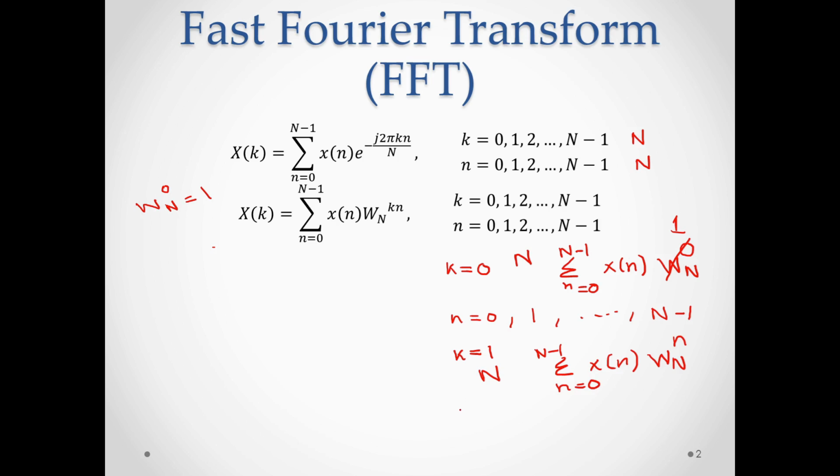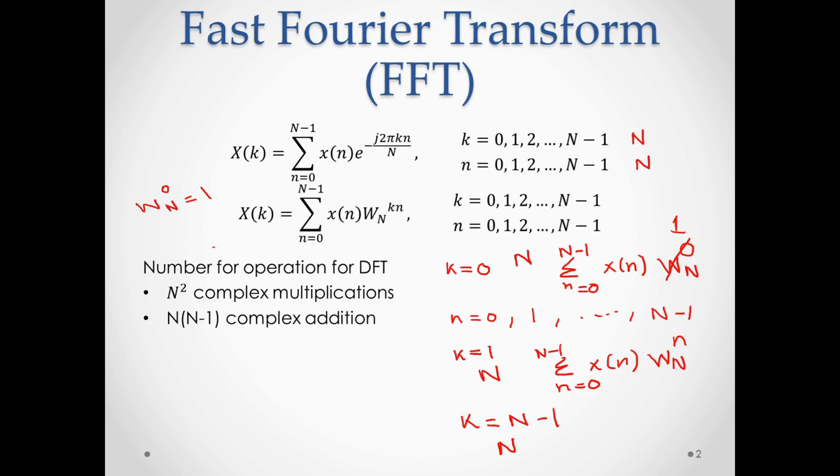We will place k is equal to 2, k is equal to 3 until we get k is equal to n minus 1. And when k is equal to n minus 1, we again need to perform n computations. So for each value of k, we have to perform n computations, and the total values of k are also n. So in total, we have to perform n square complex multiplications. To get a value of DFT, we basically need to perform n square complex multiplications.